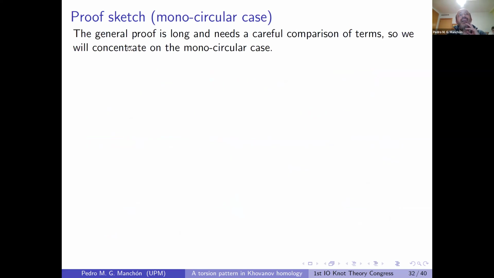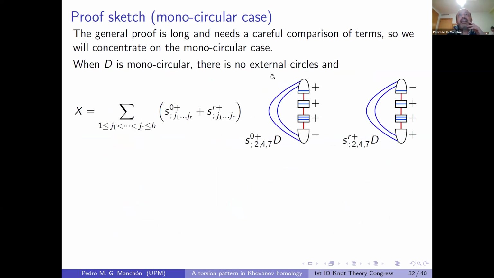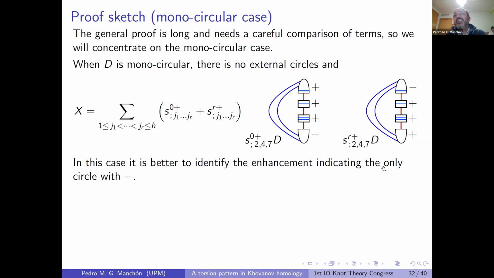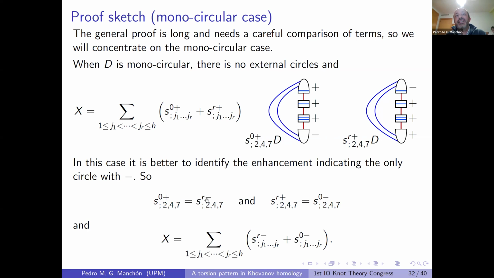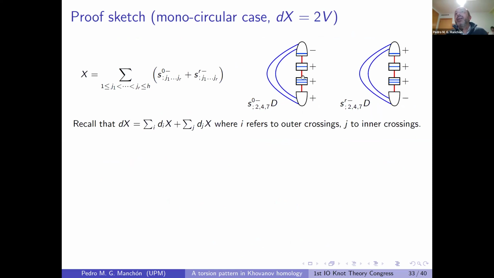Well, now, as I said before, the general proof is long and needs a careful comparison, so we will concentrate on the monocircular case. In that case, there is no external circle, and X is just the sum. And here are 2 examples. Recall that the central circle was plus, and there was another plus in the rest of the circles. So in this case, it is better to identify the enhancement by indicating the only circle with a minus. So this is just R minus. Instead of 0 plus, I say R minus. And instead of R plus, I say 0 minus. And X is written this way. Here are the typical enhanced states representing this element.